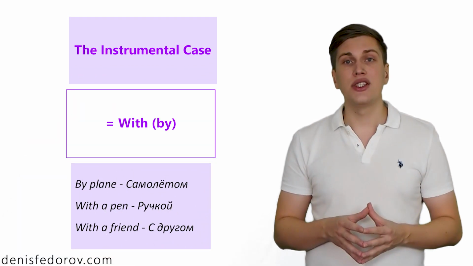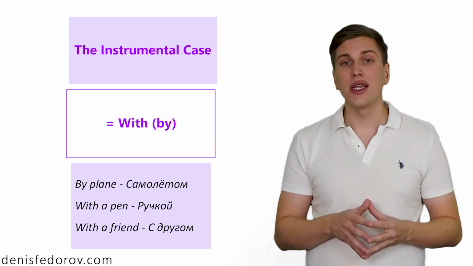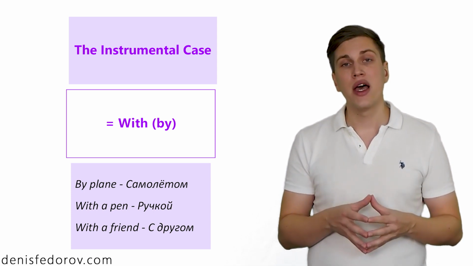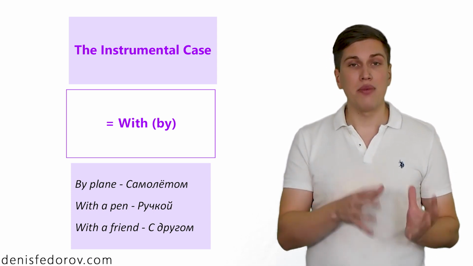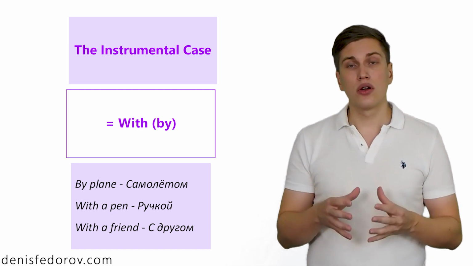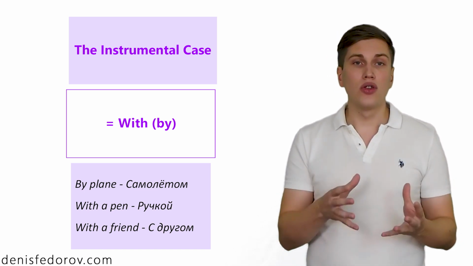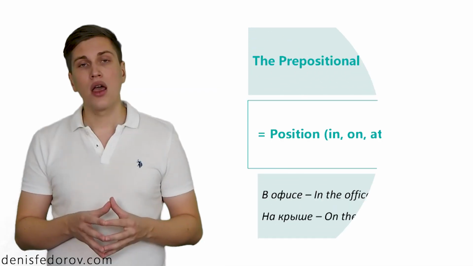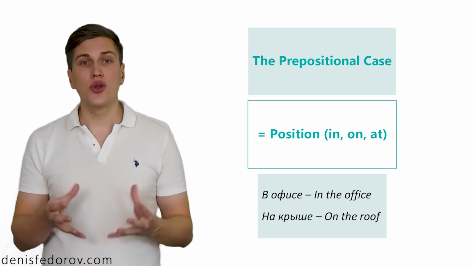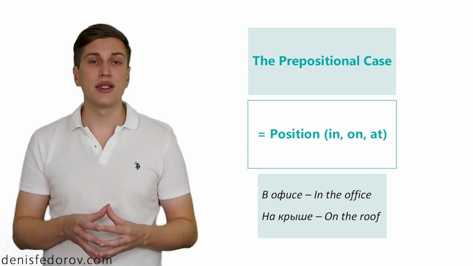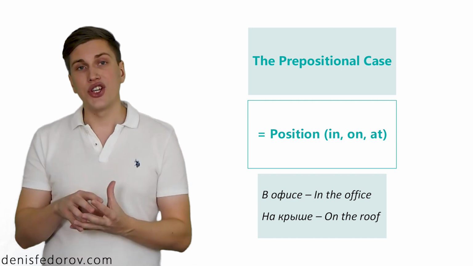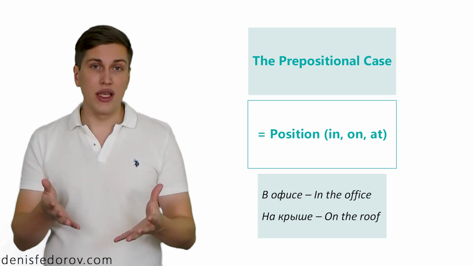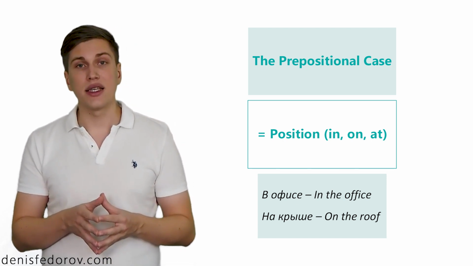The instrumental case denotes an instrument used in an action, so the instrumental case is used to describe the means by which the action is performed. For example, playing with a pen, or to describe accompanying stuff, but also in this with context, like with a friend. The prepositional case is used with many common prepositions such as in, on, at, and generally used to indicate position. I am giving you a fast overview because in later videos we'll discuss cases in detail.